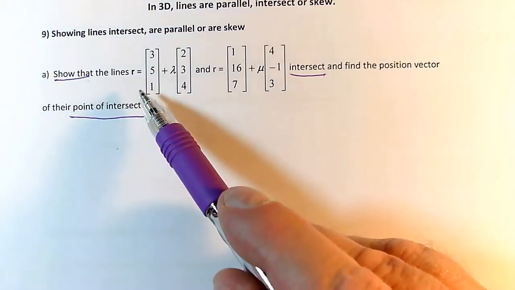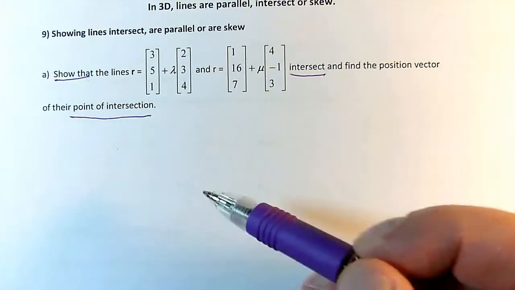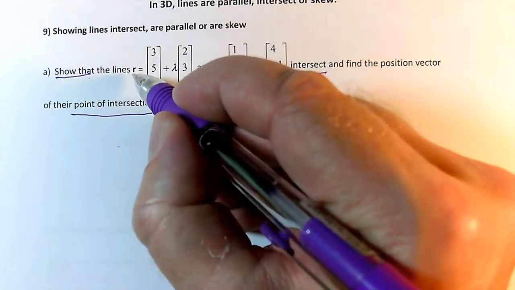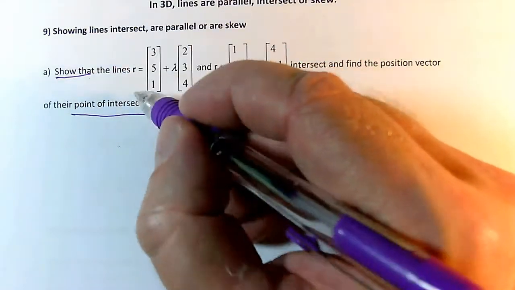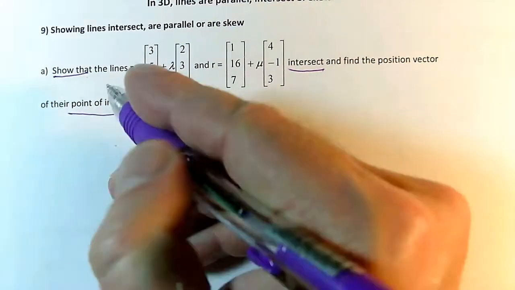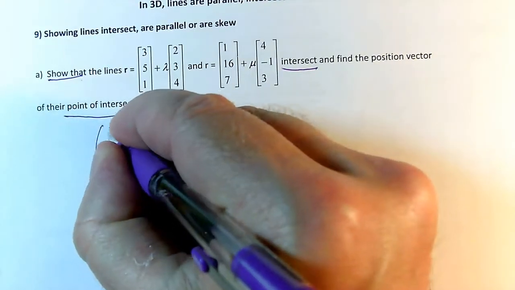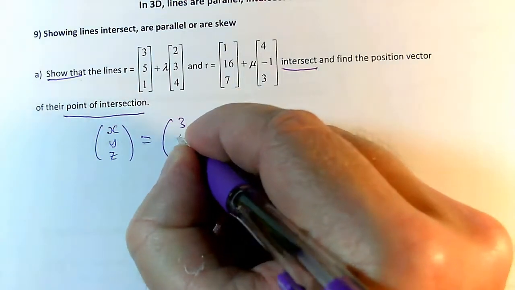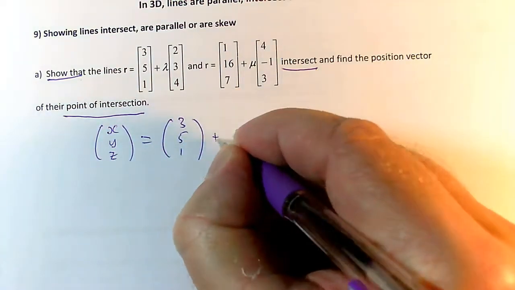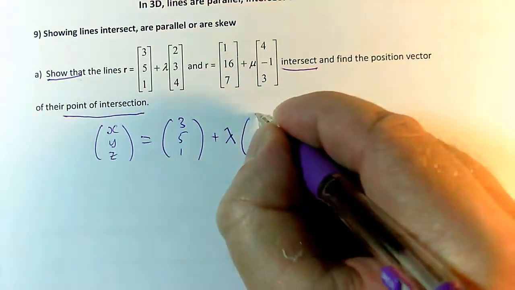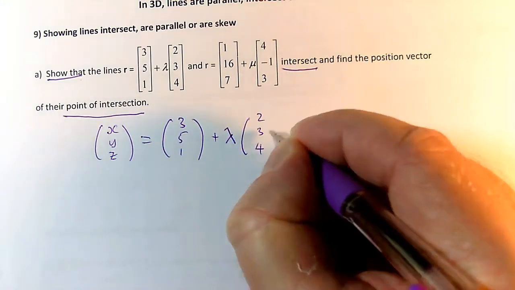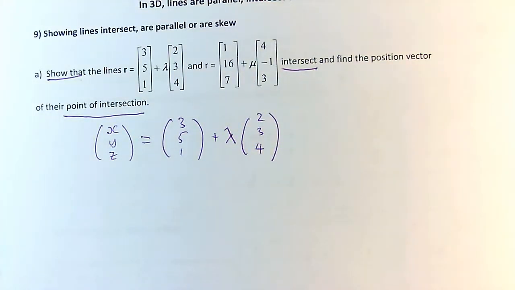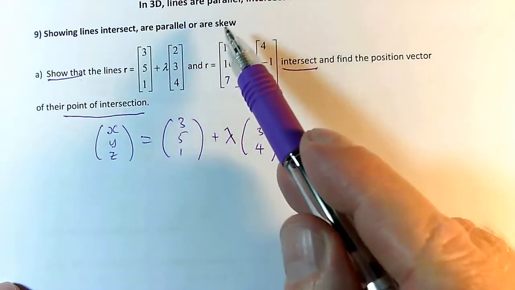Okay, now these lines are given in the form r equals, but remember that r is always replaceable by x, y, z. So x, y, z for the first line equals (3, 5, 1) plus some value of lambda times (2, 3, 4). And x, y, z for the other line is given by this recipe.